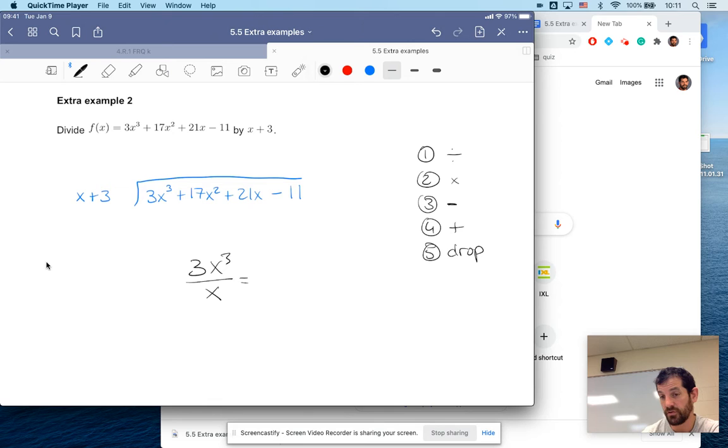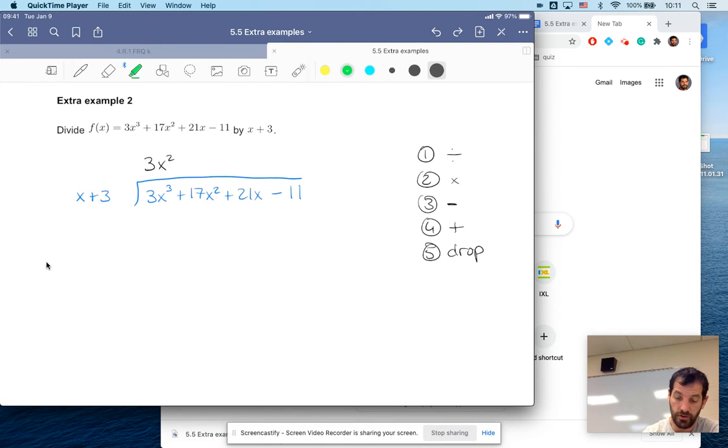A way to do this would be to first think of the number and then think of the variable. And I do that even here, even if I'm not writing that down. So this is going to be a 3, and then in terms of variable, it's going to be x squared. Okay, that's step 1. Step 2, we multiply. What do we multiply? We multiply what we just got by our whole denominator, so by that whole polynomial.